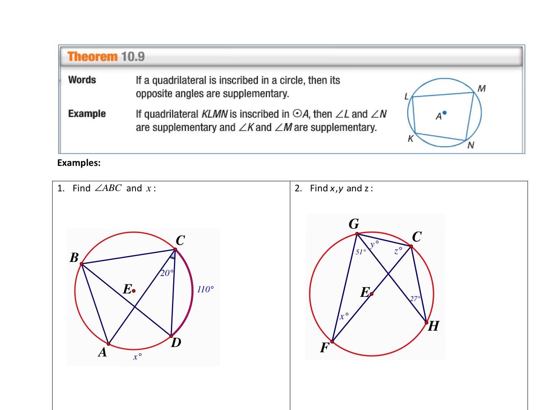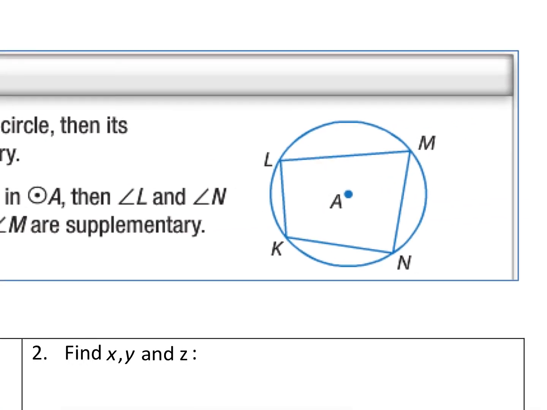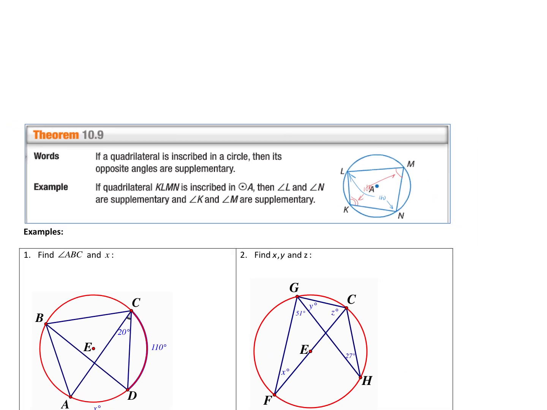Quadrilateral inscribed in a circle, then its opposite angles are supplementary. So this angle and that angle have to make 180. Those two make 180 together, and these two make 180 together. So the angles that are opposite each other in the inscribed quadrilateral are supplementary.